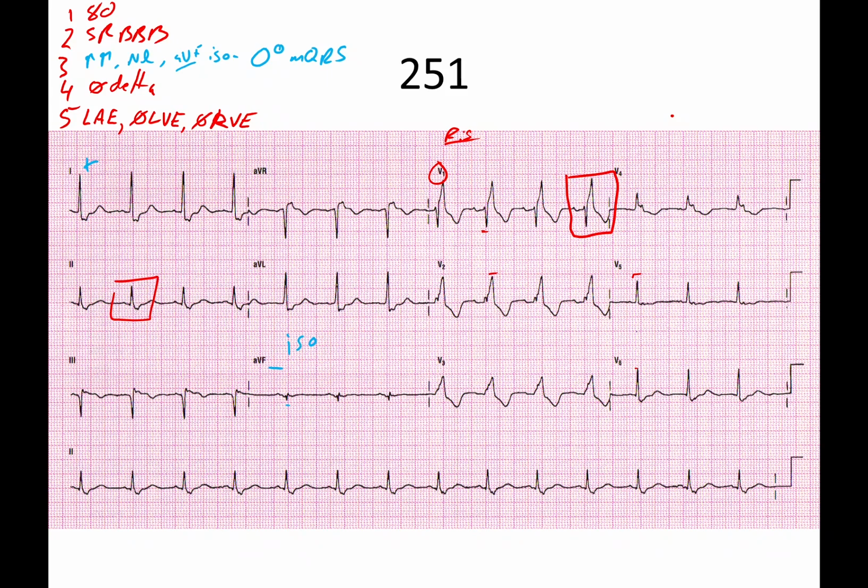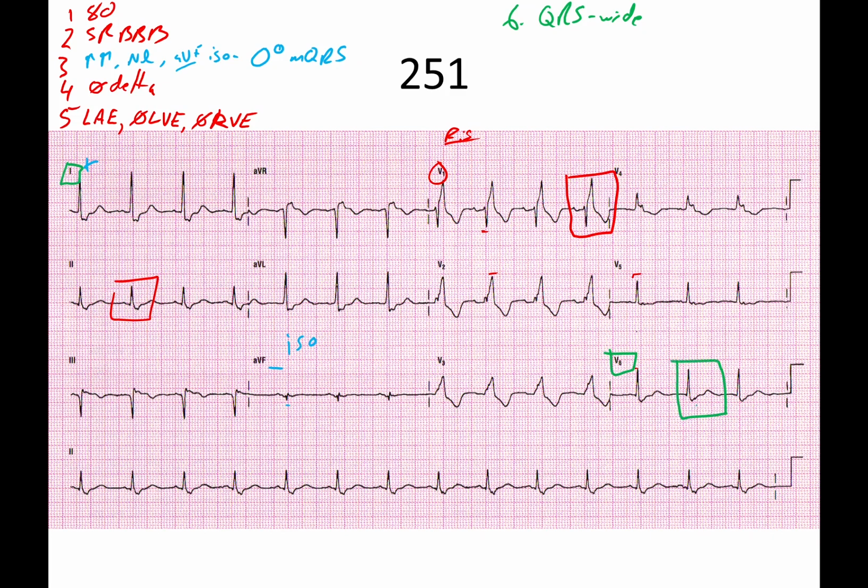Let's do some greens. We'll do step 6. So my QRS is wide. And now we're going to be looking at our various leads for those specific patterns. So we're going to focus on lead 1 and V6, and we're going to look for slurred S waves.